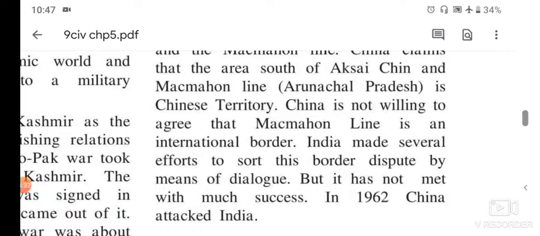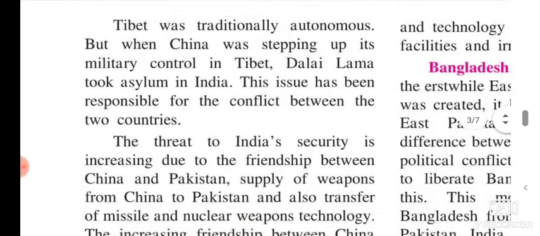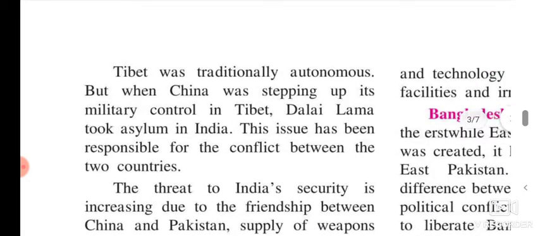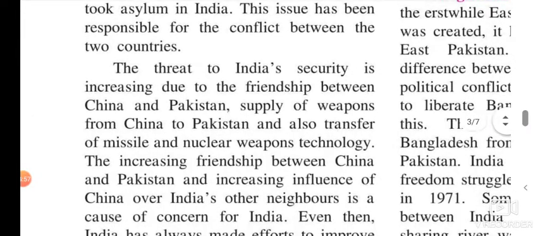India made several efforts to solve this border dispute by means of dialogue, but it has not met with much success. In 1962, China attacked India. Tibet was traditionally autonomous, but when China was stepping up its military control in Tibet, the Dalai Lama took asylum in India. This issue has been responsible for the conflict between the two countries.